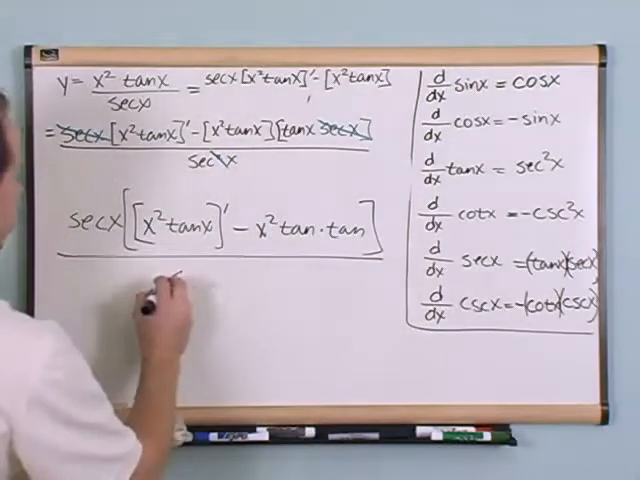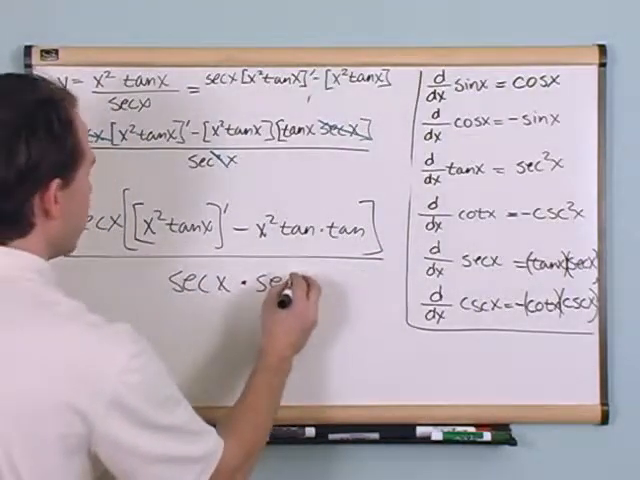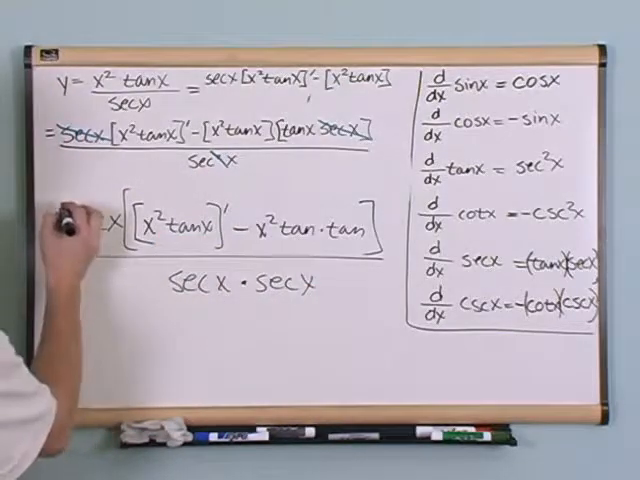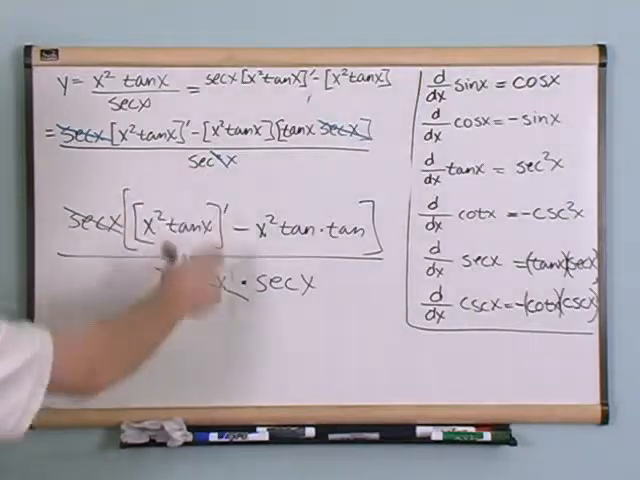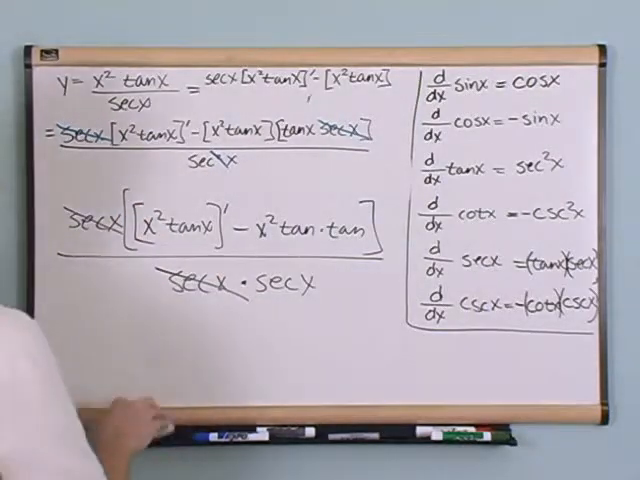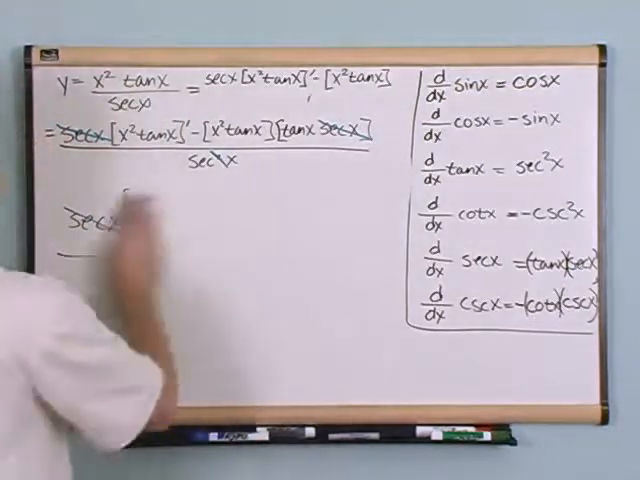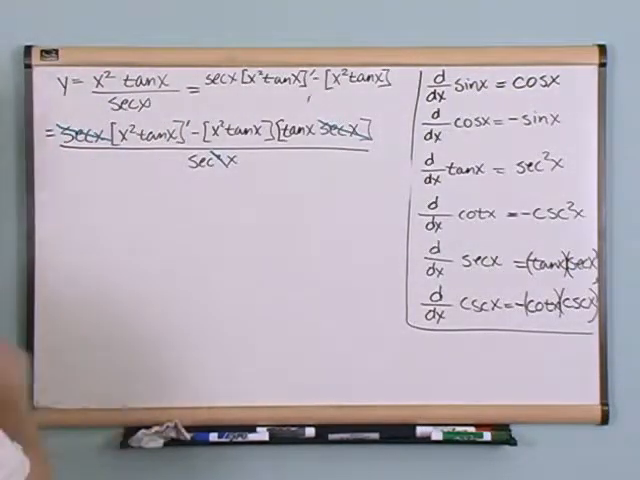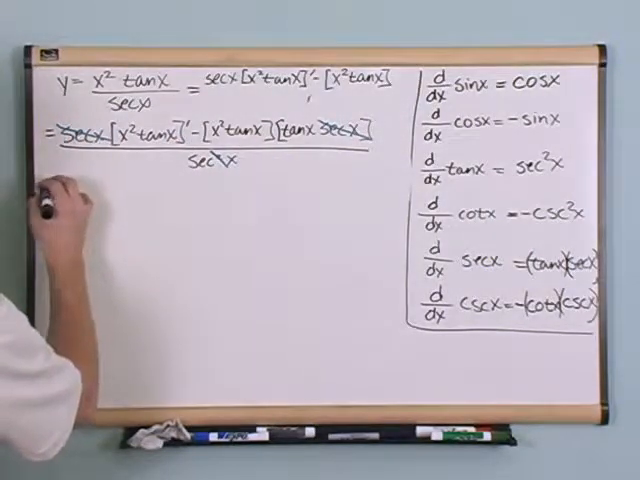Now, it was all over secant times secant, because I had a secant squared. So I just scratched through one of these secants and scratched through one of those secants. So on the bottom, I have a secant left over. That was what I did in one step. I just want to show you where it comes from. So I've gotten rid of those secants. So the next step is I need to take this derivative. So let's do that.